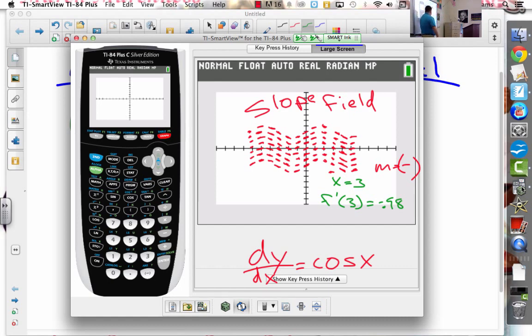Because if I did the slope field, what does that look like? Well, it's cosine of x. And we'll do that in the next example. So I kind of taught ahead a little bit to help out. Does anybody have any questions about what I've done, though?